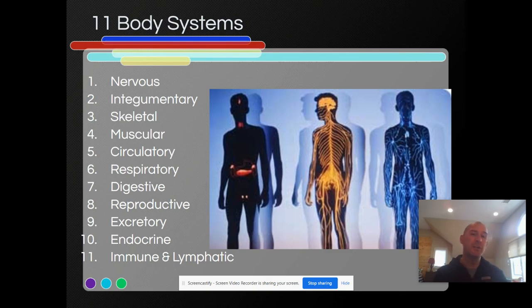So that's just a quick introduction. So we'll start going into the body systems. We're going to go into the digestive system first, which we'll do next class.